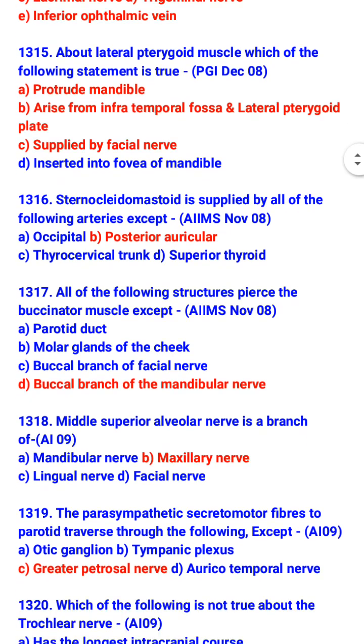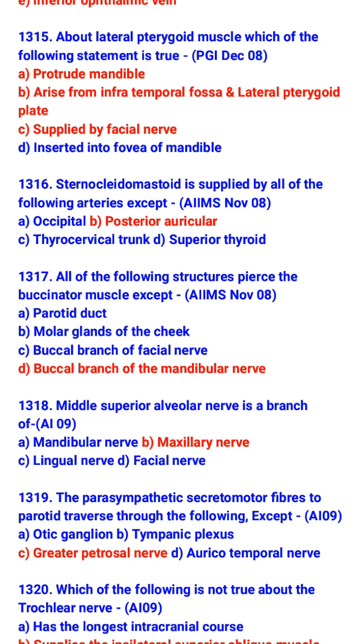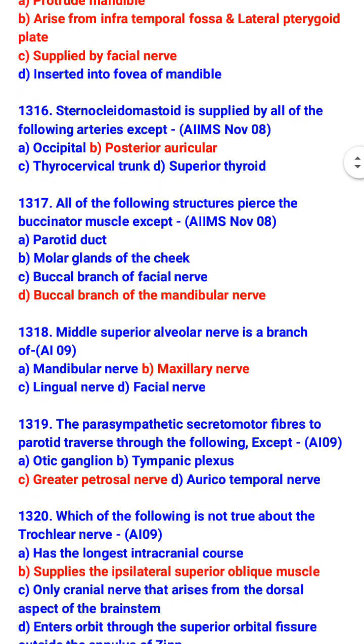All of the following structures pierce the buccinator muscle except buccal branch of the mandibular nerve. So which structures pierce the buccinator muscle? Parotid duct, molar gland of the cheek, and buccal branch of facial nerve. Middle superior alveolar nerve is a branch of maxillary nerve.